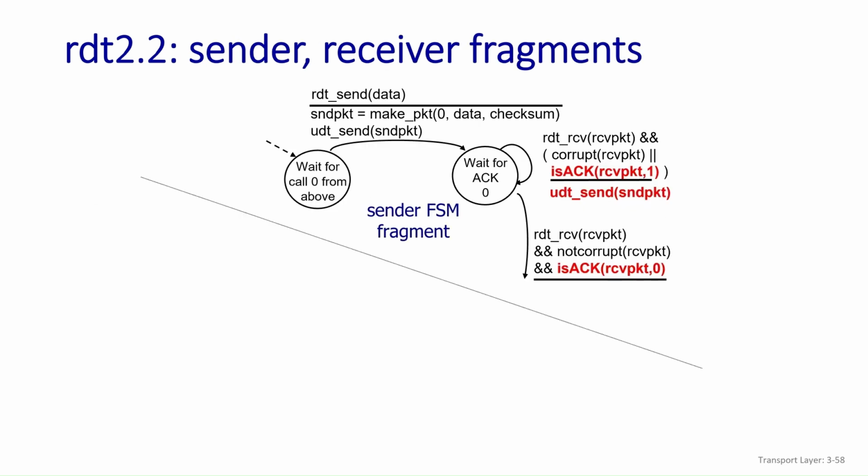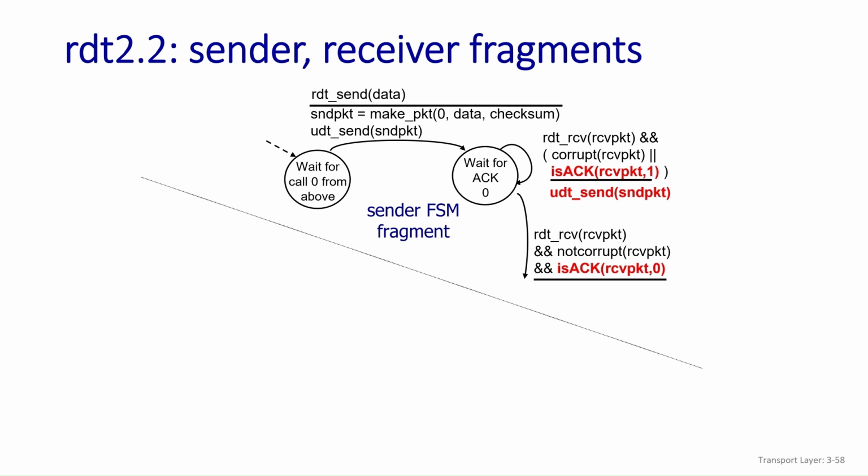So I'm only representing one half, or a fragment, of the finite state machine at the sender side. I'm representing it for wait for call zero from above and wait for acknowledgement zero. Similar events and actions will take place for wait for call one from above and wait for acknowledgement one. If we understand this, this fragment and the other fragment are the same.